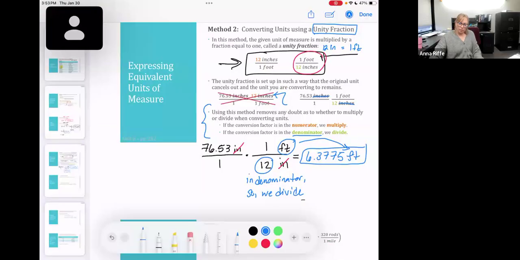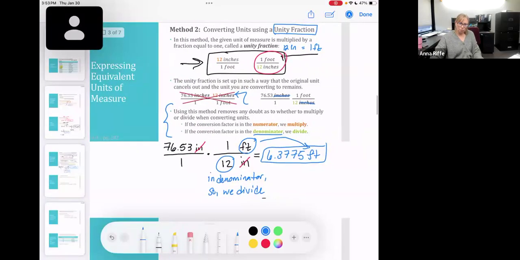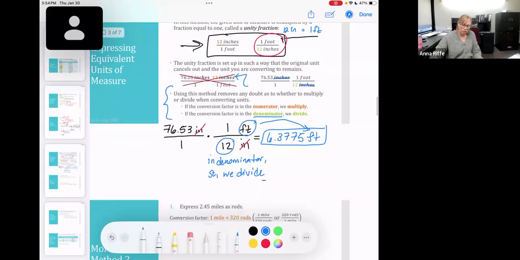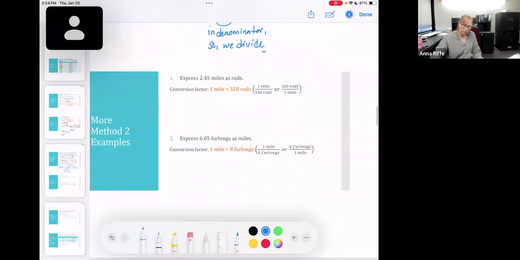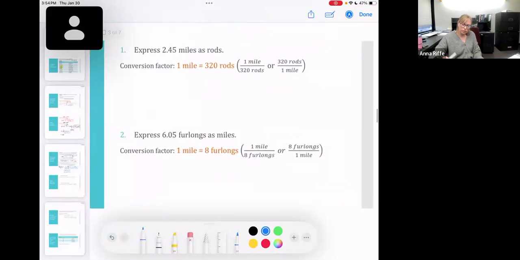Other questions about that one? Okay. Let's do some more then. And for these, I'm going to go ahead and directly give you the conversion in here. It's just a little bit easier than pulling up the conversion chart. But we will be using that conversion chart eventually. So it's a good thing to have it with you.